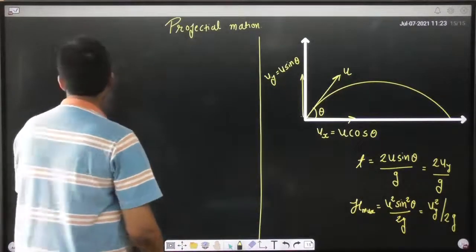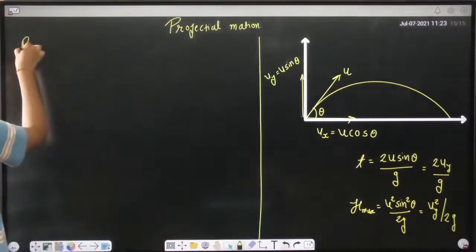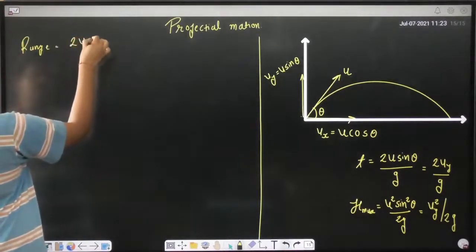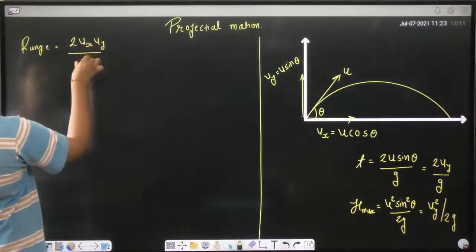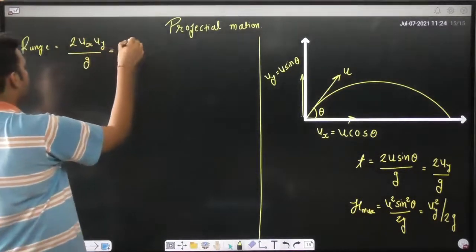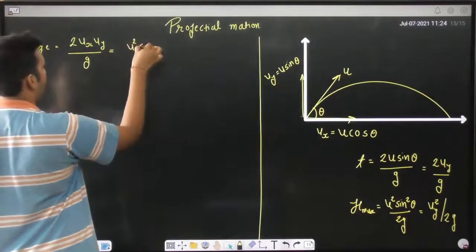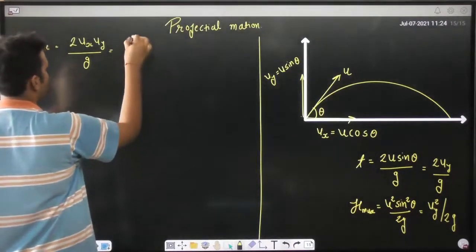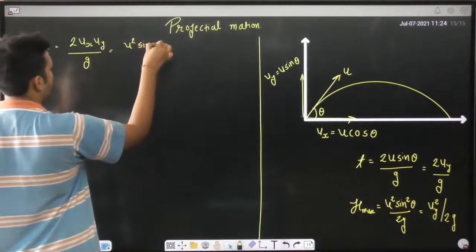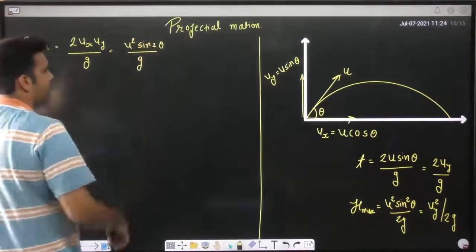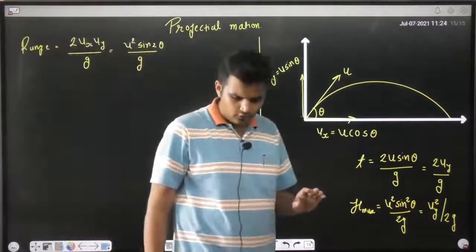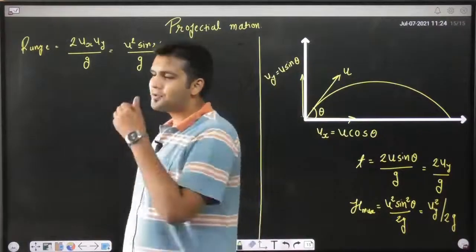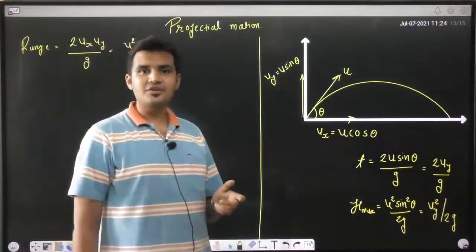And the third equation was for range. That is 2ux uy by g, or you can say it is u square sin 2 theta by g. Followed? Now what is my question? Is there any relation for angle?